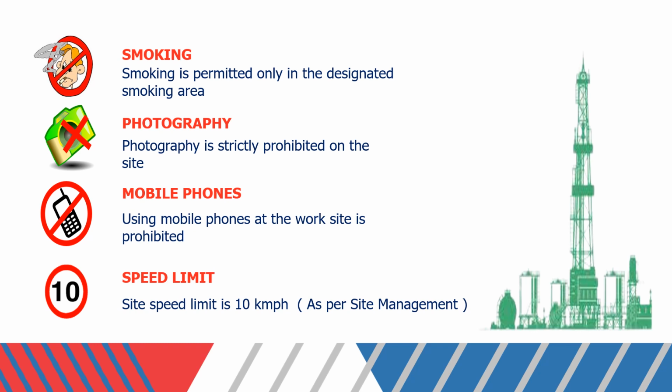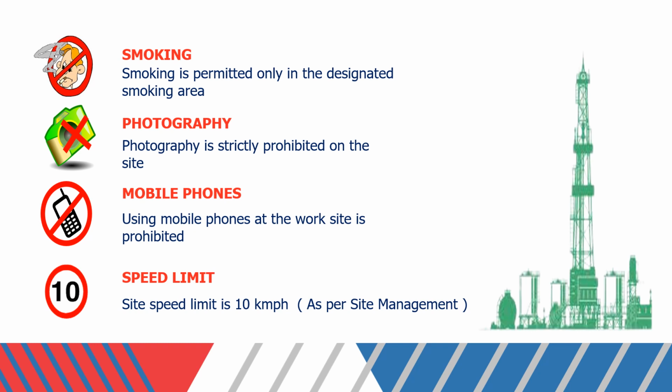And some information, for example, smoking is strictly prohibited in the work area. There are allotted smoking shelters in the work area, and you have to smoke in that assigned area only. And after smoking, you have to ensure that your cigarette butts are completely put out. Photography is not acceptable in the plant, in the project site. The usage of mobile phones is not allowed for the workers.